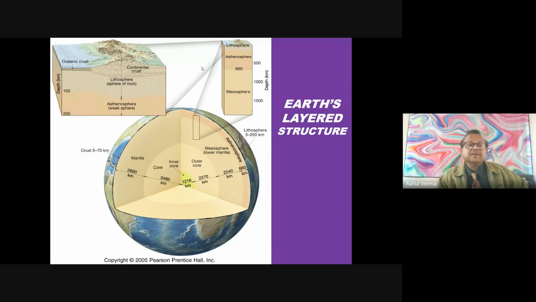Now here is another view of the earth's lithospheric structure. Crust, continental crust, lithosphere. This is called the lithosphere. And this is an interesting layer, the asthenosphere.